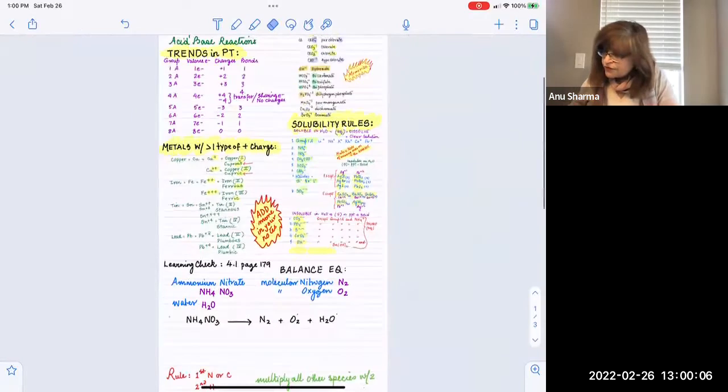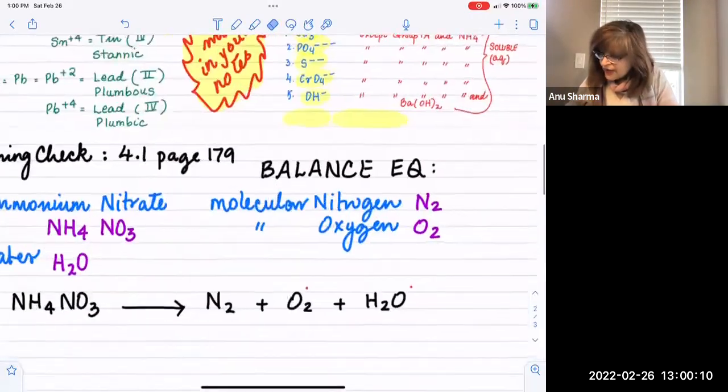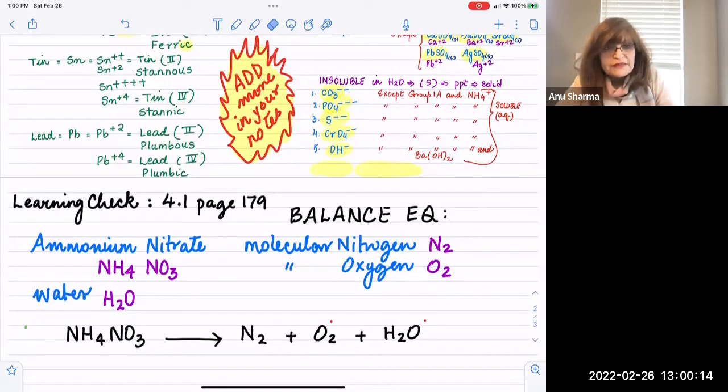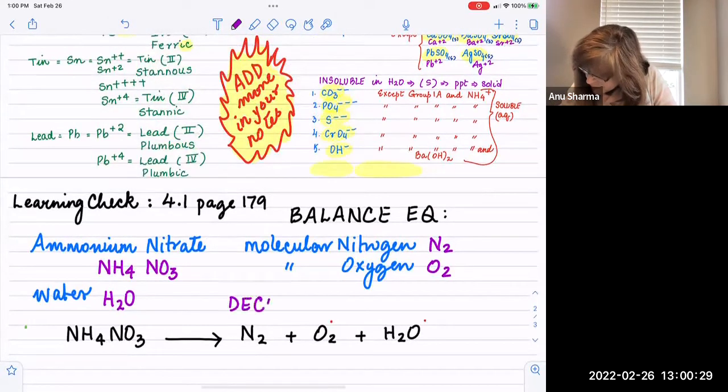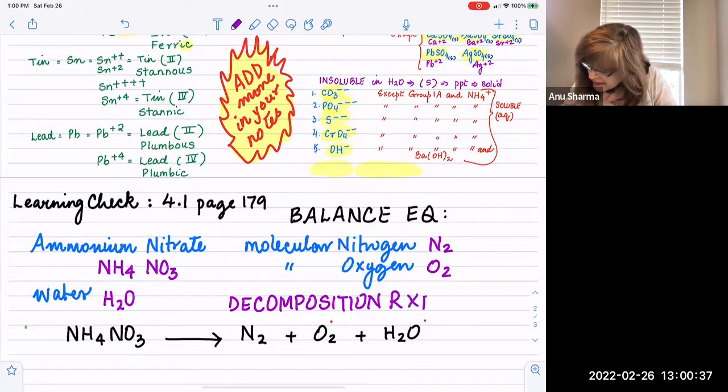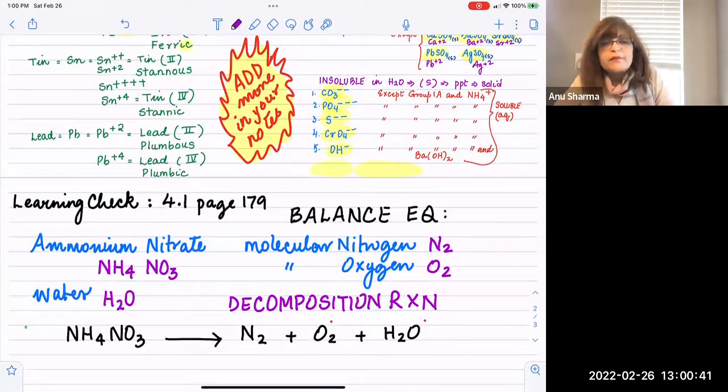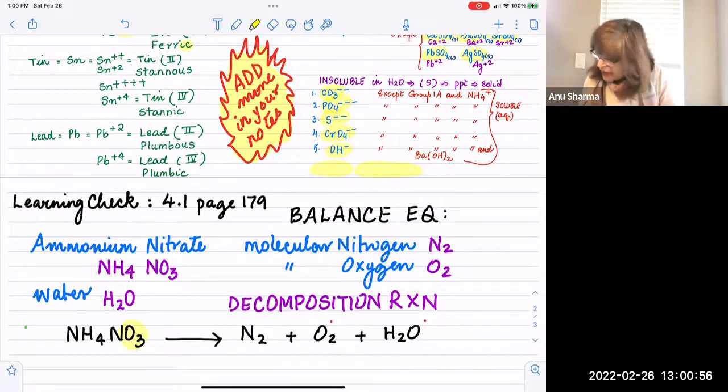So, okay, this was a brief overview of all the tables that you would be needing for this section. Now let's look at this problem, a learning check problem on page 179, 4.1. So here we're talking about the decomposition reaction. In a decomposition reaction, ammonium nitrate is breaking up into molecular nitrogen, molecular oxygen, and water, okay? So they're asking you to balance the equation. Now, in general, the oxygen, first initially it was with nitrate, but now it has split up and it has gone into 2 different species, molecular oxygen and water.